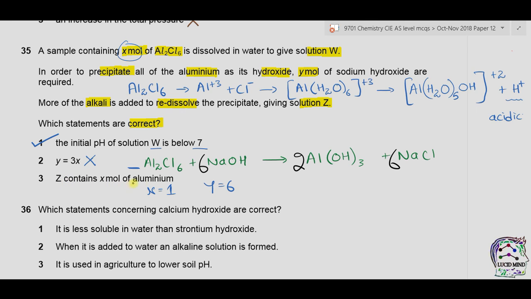Part 3, Z contains X moles of aluminum. Now solution Z is formed by adding alkali to dissolve the precipitate. This is the precipitate that is dissolved in excess alkali. In this precipitate we have 2 moles of aluminum. So Z is equal to 2. When it is compared with X, it is not equal to X as X is 1. So Z is equal to 2 into X. Z does not contain X moles, it contains 2 X moles of aluminum. As only option 1 is correct, the answer is D.